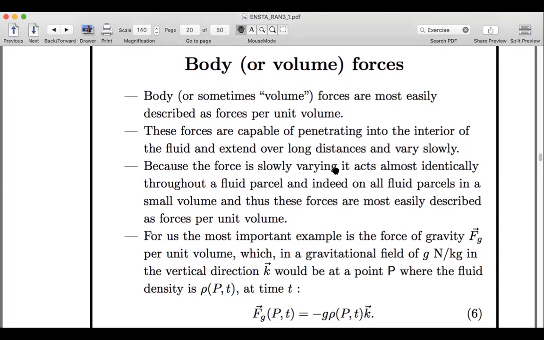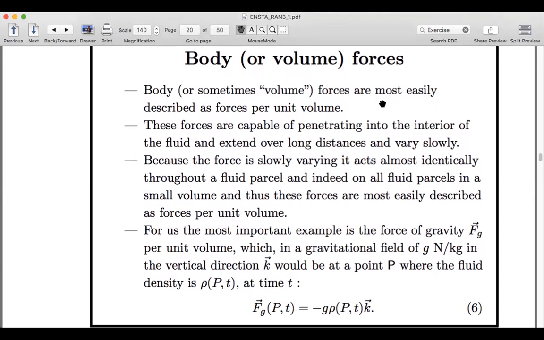Okay, so in fluid mechanics, a big part of our job is to understand the internal forces in a fluid, and conceptually we divide those into two types of forces: volume forces, also called body forces, and surface forces. These body forces are much easier to deal with than the surface forces. So let's start there.